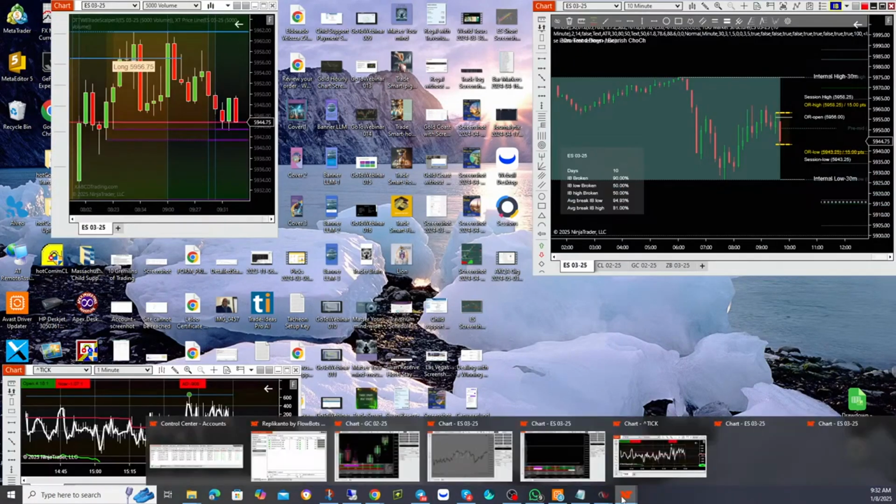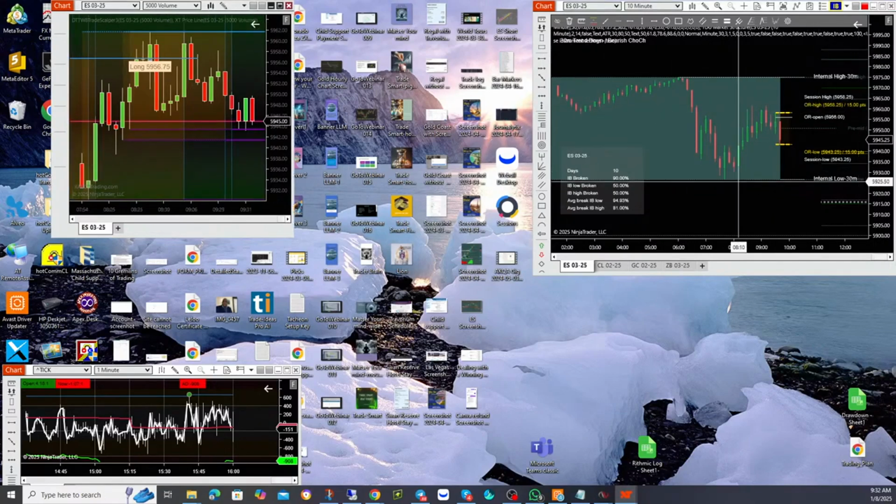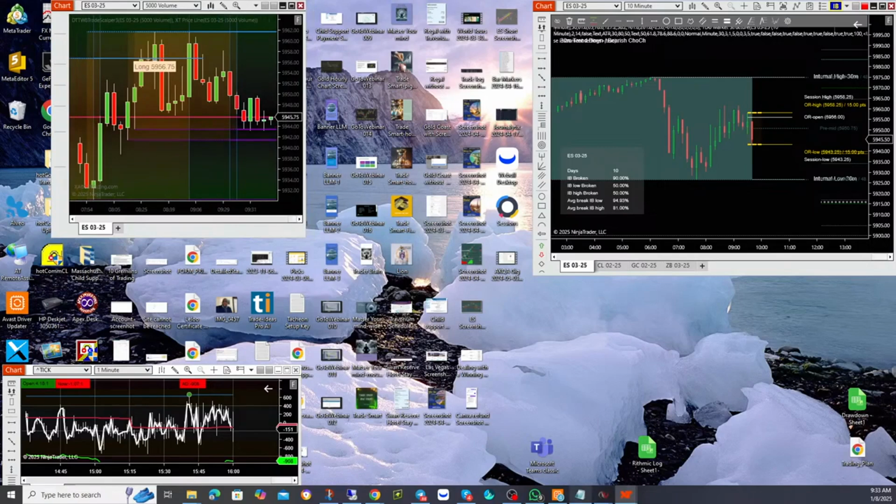While we're looking at the screen, we have a 10-minute chart on the top right. We'll be looking at the 10-minute for my structure chart. Today, this market looks like it wants to go lower.